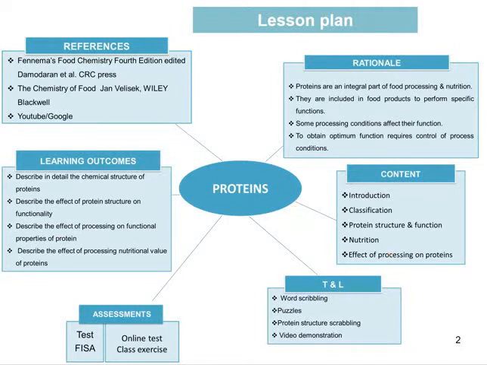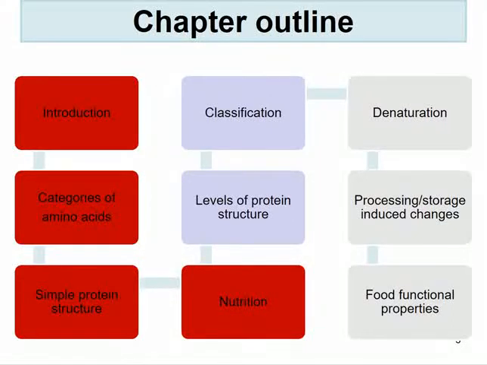Okay, so now in terms of the chapter outline, what is it that we're going to focus on? We've already mentioned it in the content. The first thing is an introduction as to what proteins are. Then we're going to go to the protein structure, whereby we're going to do the simple one and categorize the amino acids based on their functionality. From there, we talk about the nutrition with reference to the type of amino acids that we find, and then we delve deeper into the levels of protein.